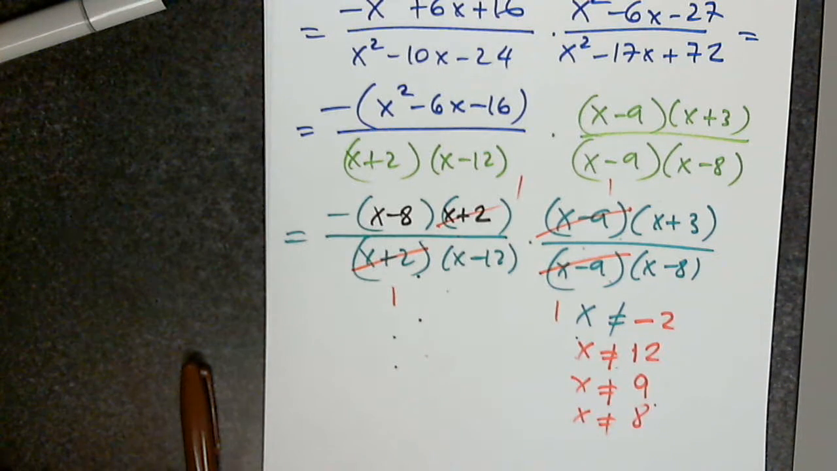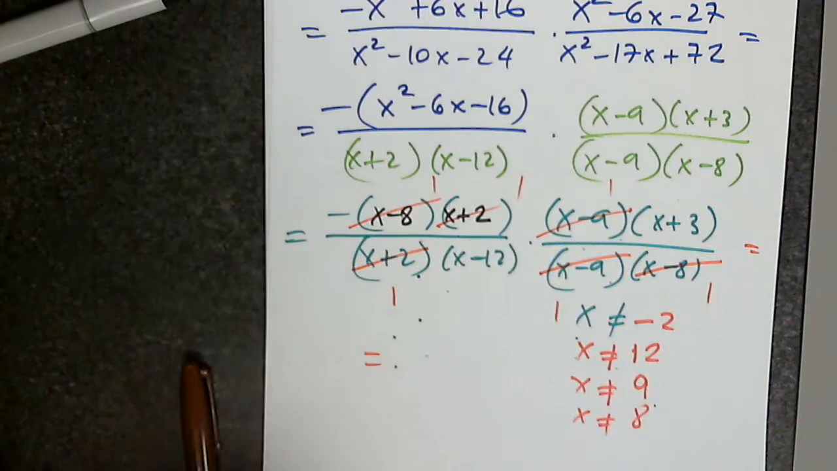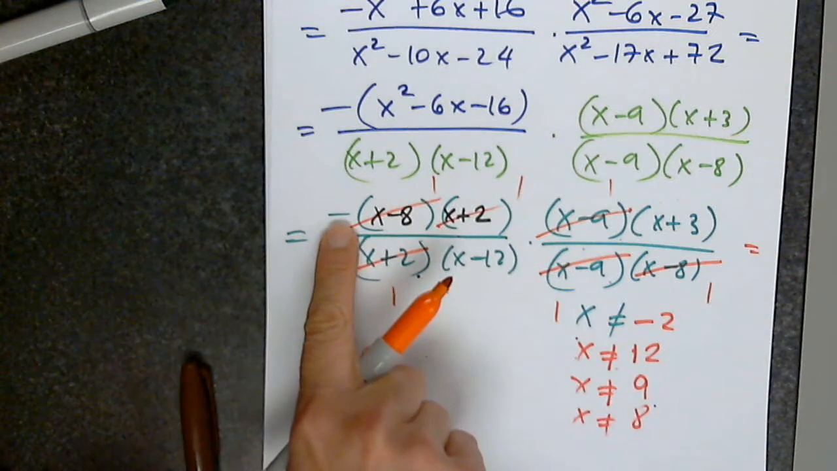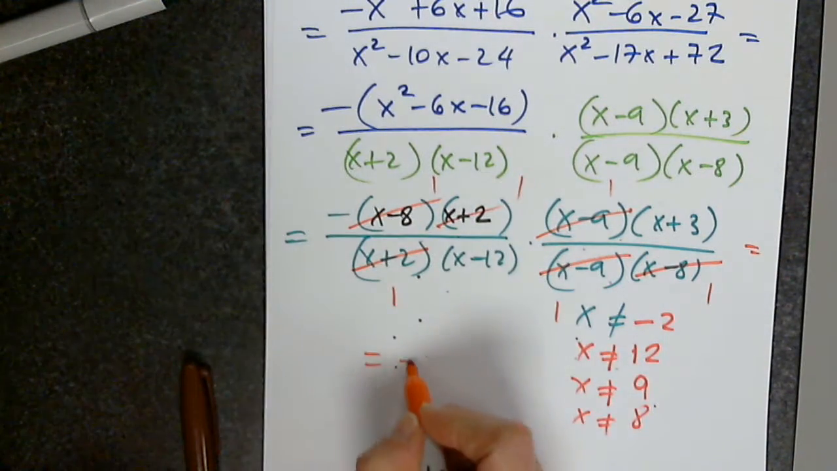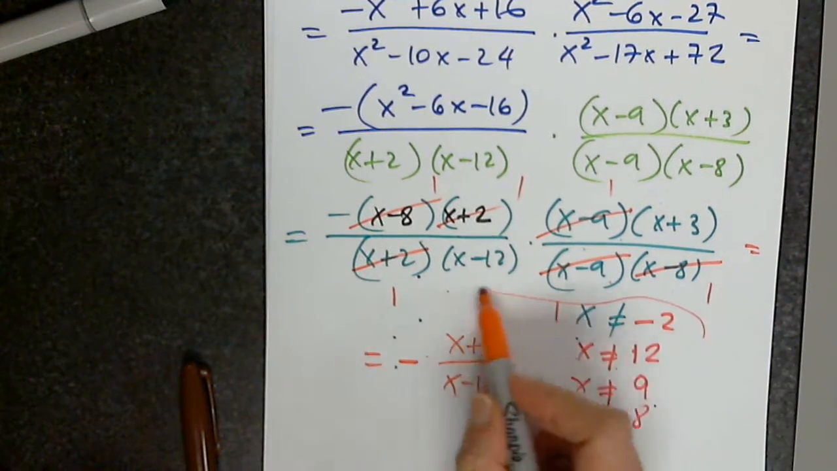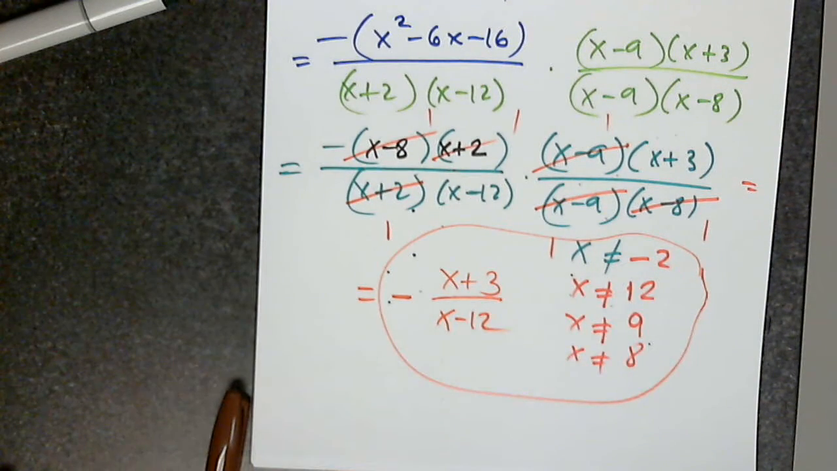Anything else? X minus 8. 1 from the top, 1 from the bottom. So then now what is left? There is a minus in front of the fraction line from here. So x plus 3 over x minus 12, assuming all these conditions are fulfilled. Otherwise, the expression is undefined. Say it again.